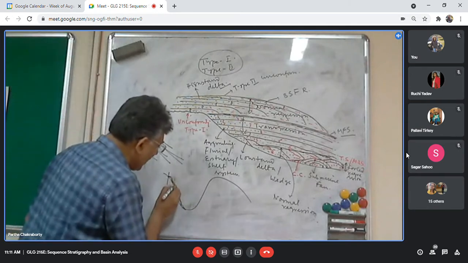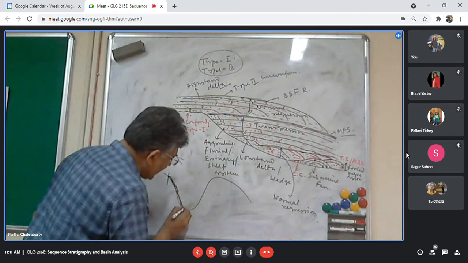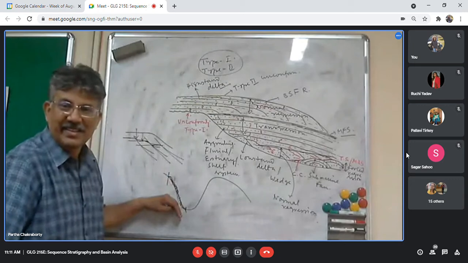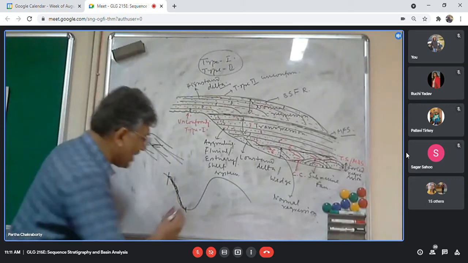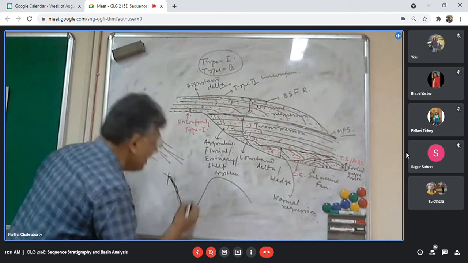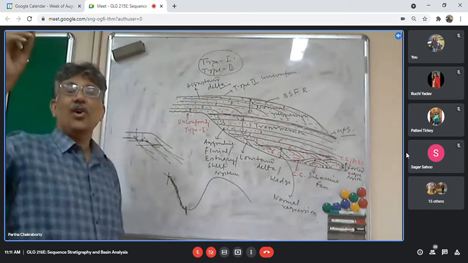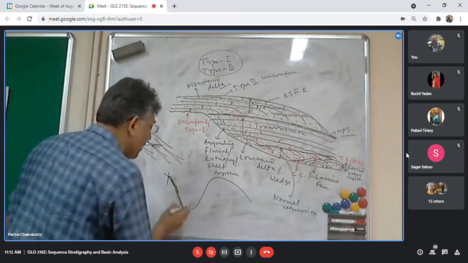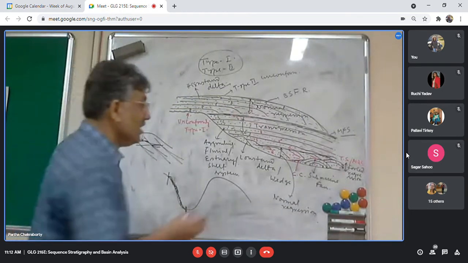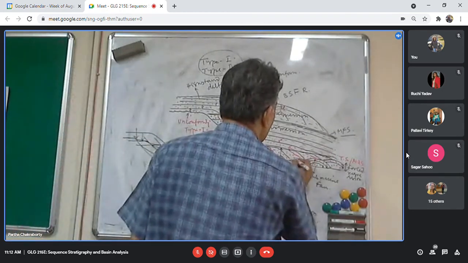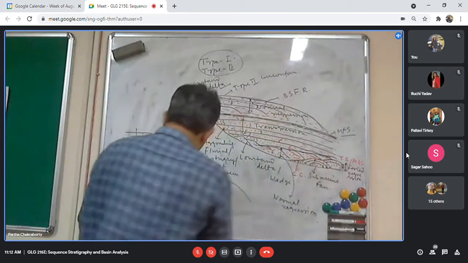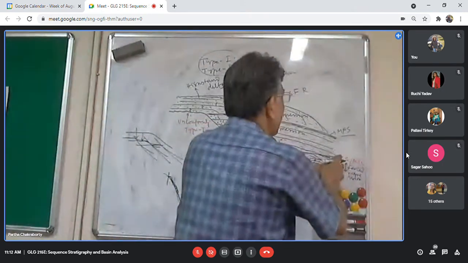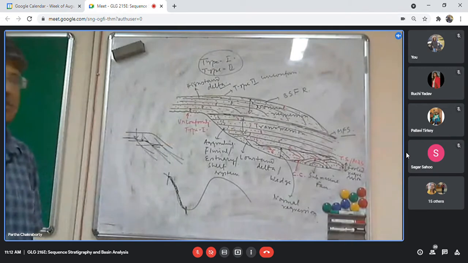Now, when the base level with continuous fall has reached here, that means the fall has ended. So what is this surface at the end of the fall? As I have drawn in the last diagram, that is the correlative conformity. I said that the top of the forced regression will be the correlative conformity. So where will the correlative conformity come? It will come at the top of the forced regression product. This product is the submarine fan, and its top will be the correlative conformity.